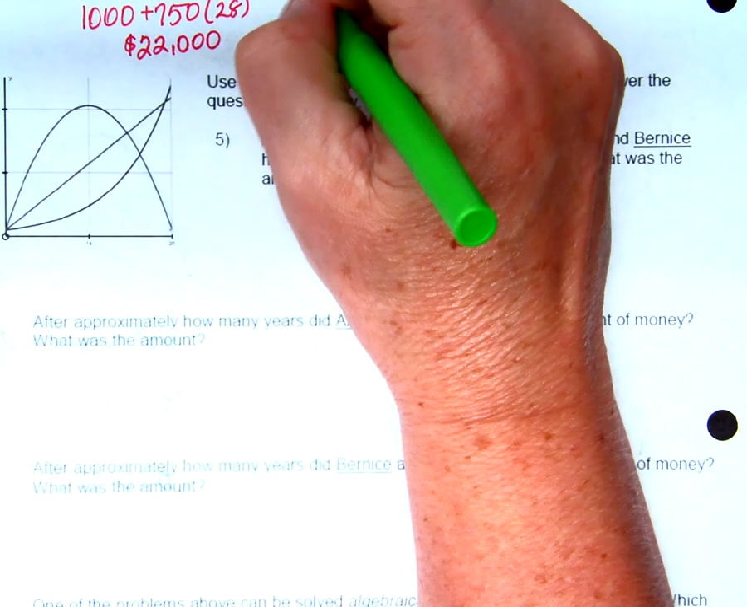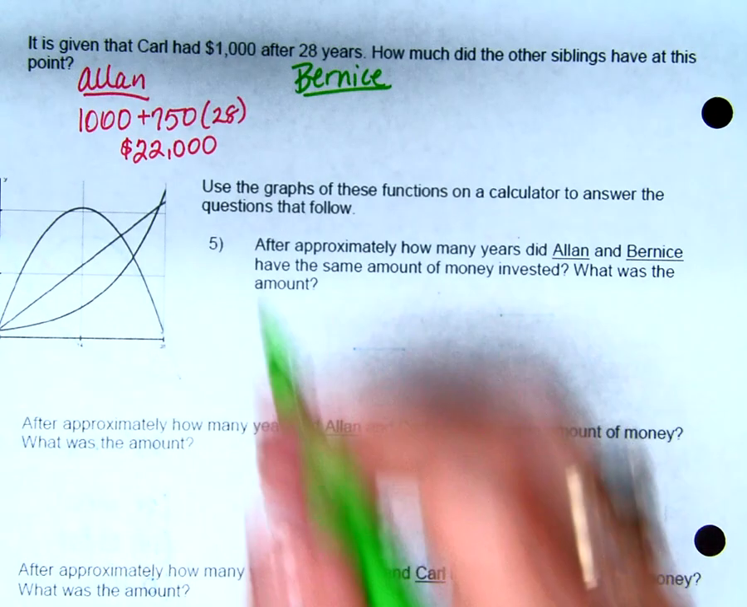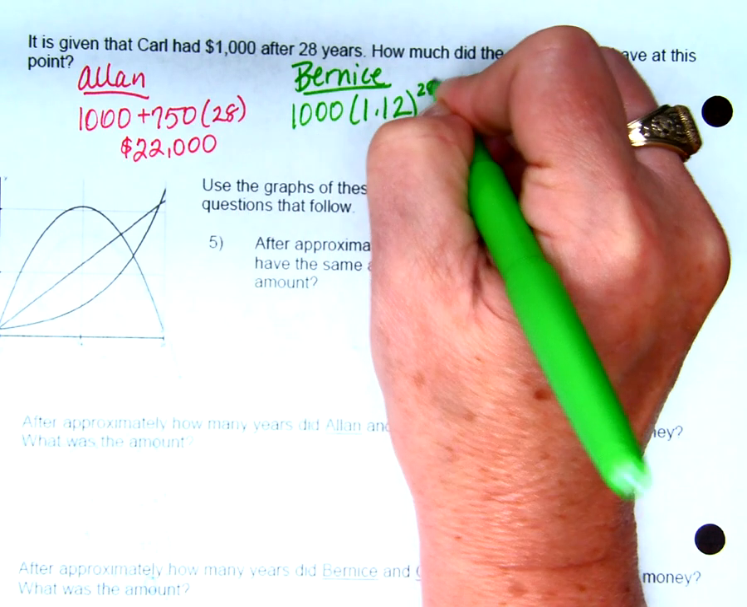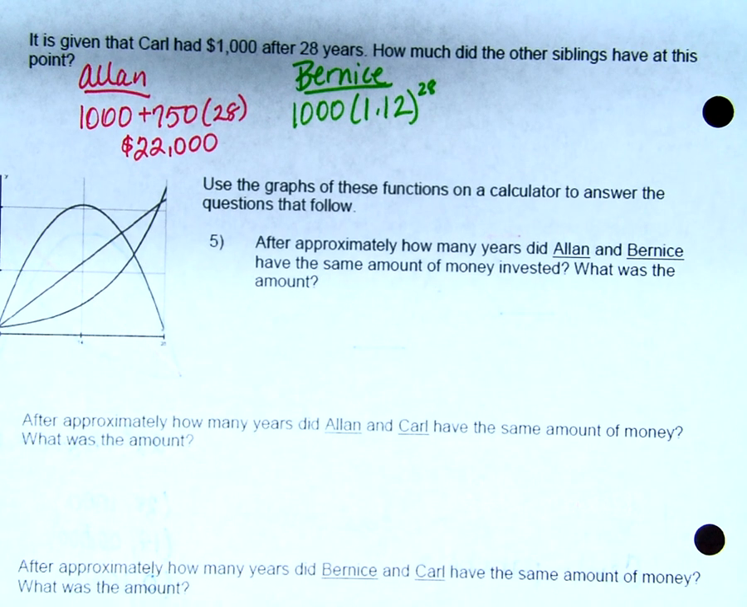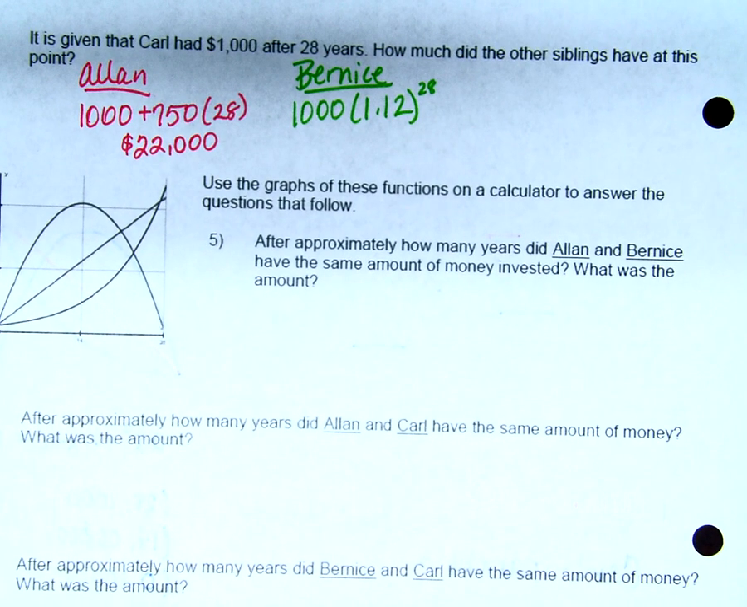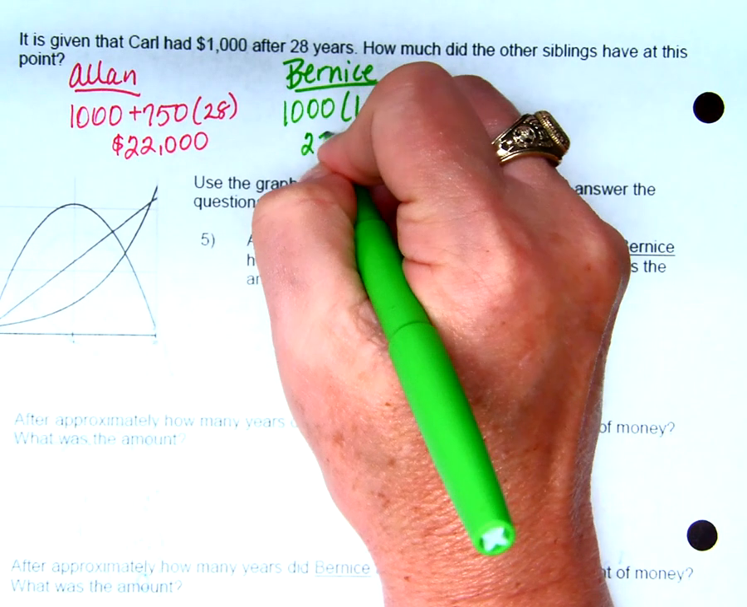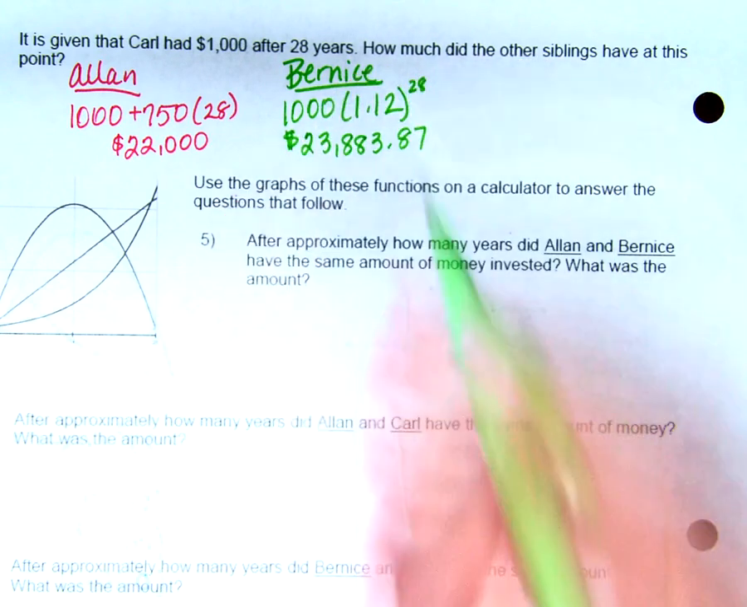And then what about Bernice? How are we going to figure hers out? So 1,000 times 1.12 to the 28, right? Is it okay that I didn't put 1 plus 0.12 and I actually did the math in my head? Are you okay with that? So 1,000 times 1.12 raised to the 28th power. $23,000.